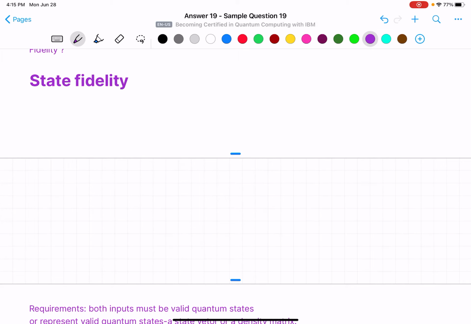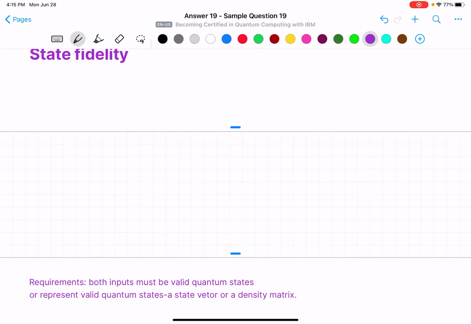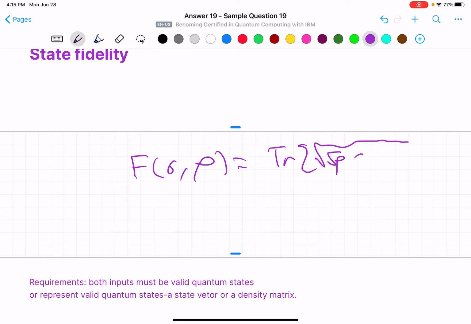Well, let's see. The state fidelity between a sigma and a rho is defined to be equal to the trace of the square root of rho, or whichever one you want, times sigma times the square root of rho, or vice versa, and all of that squared. But this requires rho and sigma to be density matrices because they have to be valid quantum states. If they're not valid quantum states, then there's no state fidelity.